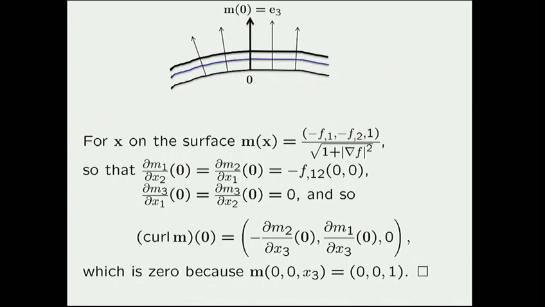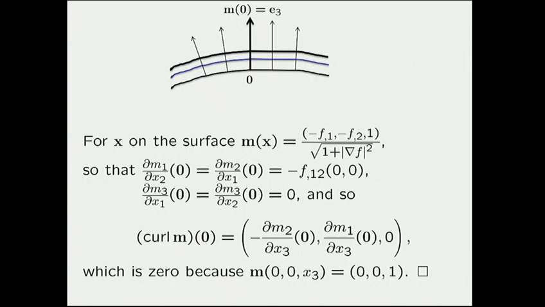So you calculate these derivatives, and you find that dm1/dx2 is dm2/dx1, which is minus f comma 1 2, and that these two guys are zero. So the fact that these two are equal makes the last one zero, and the curl of m at zero is equal to this. Okay, but if the layers are locally parallel, that means at 0, 0, x3 it's 0, 0, 1. So the derivatives of m3 with respect to x1 and x2 are 0. So you get that the curl is 0.